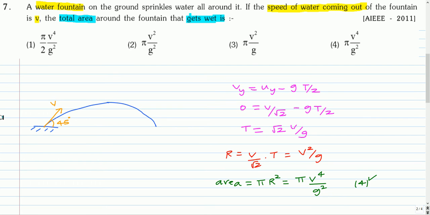Let's move to the next question. A water fountain on the ground sprinkles water all around it. If the speed of water coming out of the fountain is v, then total area around the fountain that gets wet is. So this is a fountain which is coming with velocity v, and let us assume that the angle of projection is 45 degrees to have a maximum range. So you have to get the range of this water path.